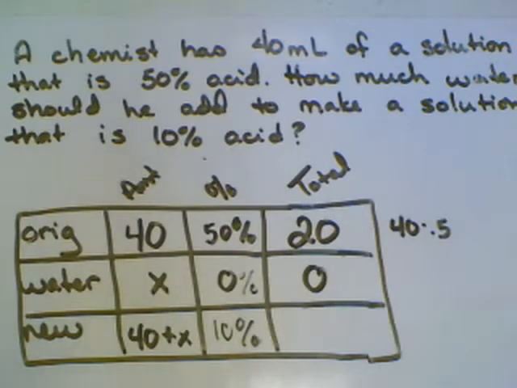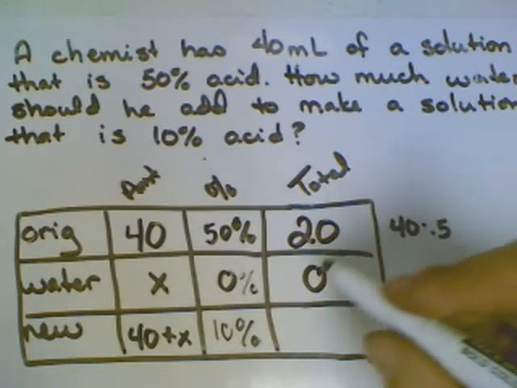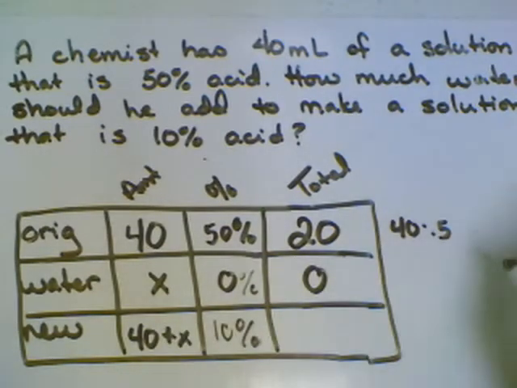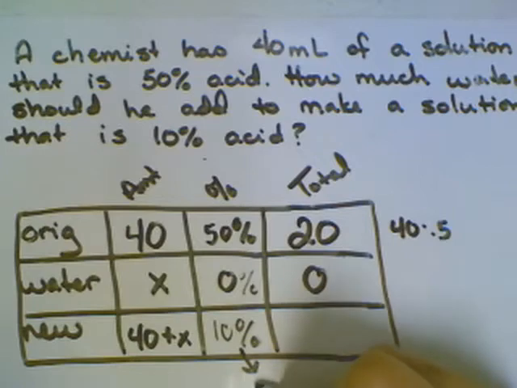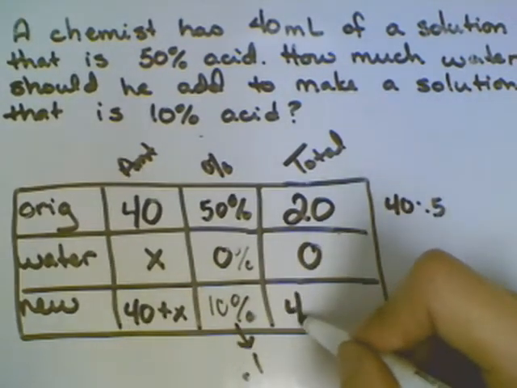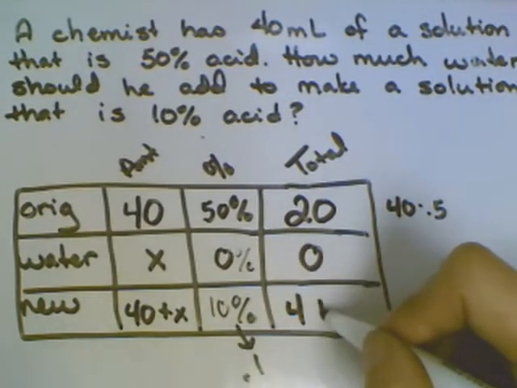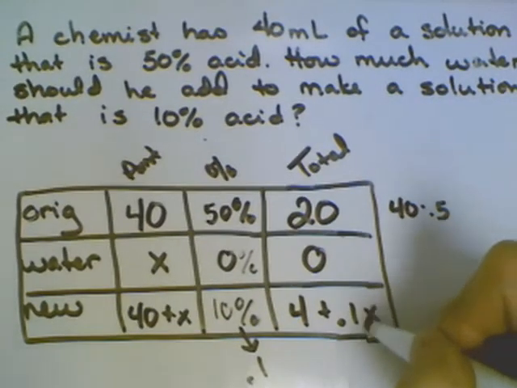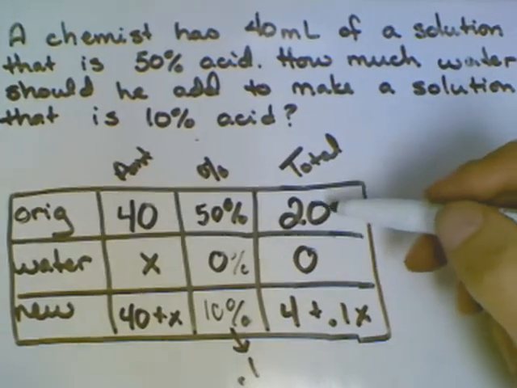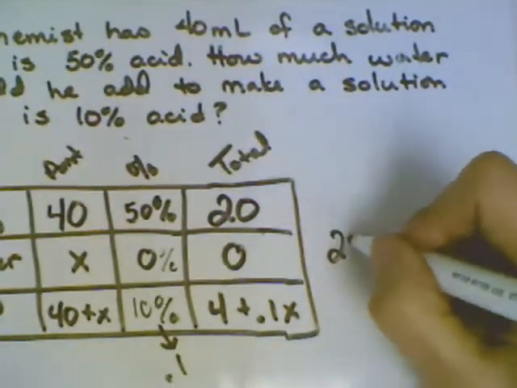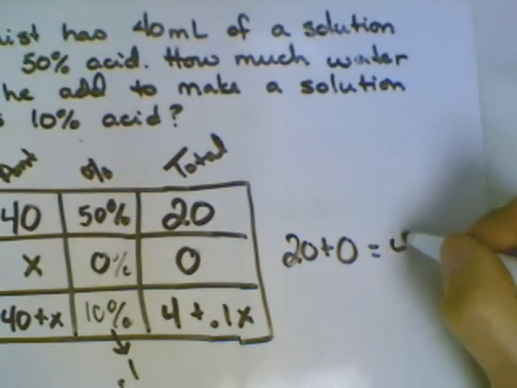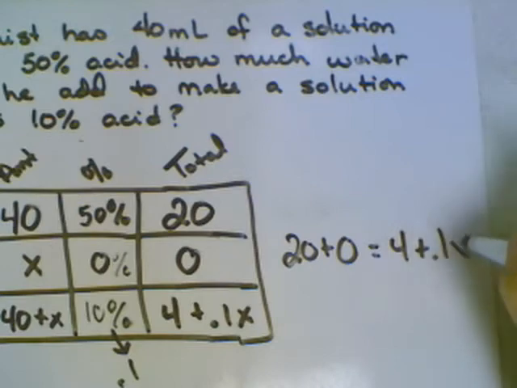0, because x times 0 is 0, means that we're getting no acid from the water. The new solution will have 10% of this being acid. So again, 10% I'm going to multiply by 0.1. 40 times 0.1 is 4. 0.1 times x is 0.1x. Now I can set up my equation saying that the amount of acid from the original plus the amount of acid from water equals the amount of acid that should be in the new solution.